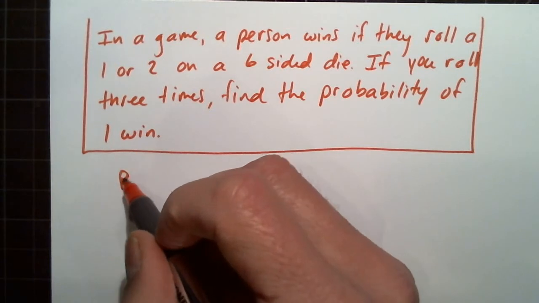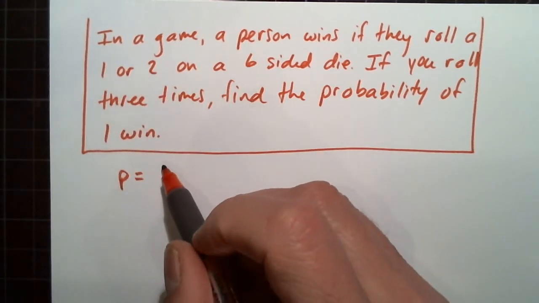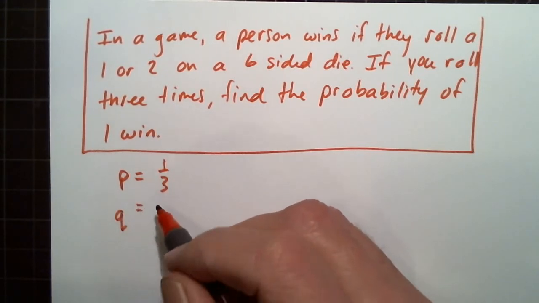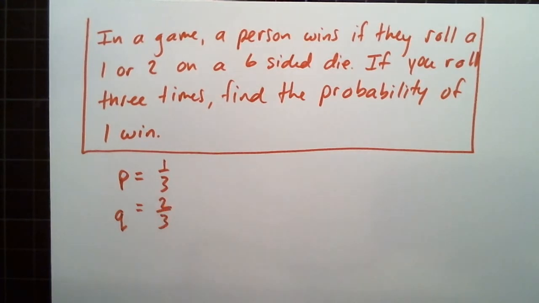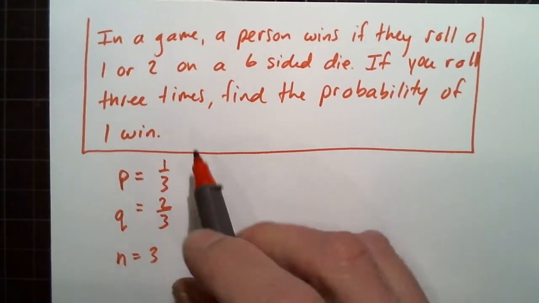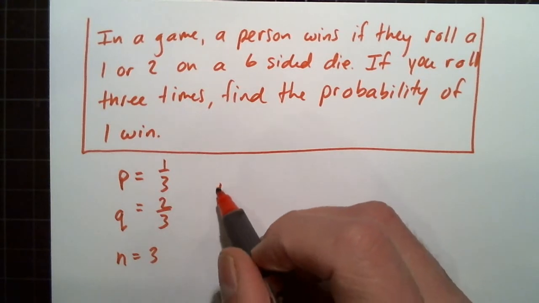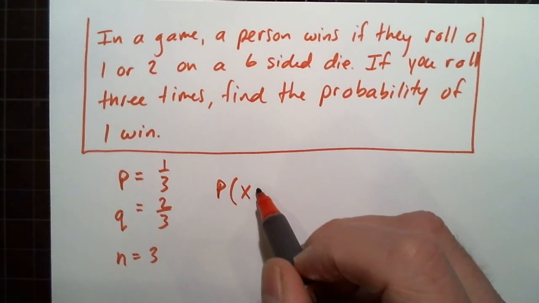So the probability of success is a 1 or a 2 out of 6. So that's 2 out of 6, or 1/3. And the probability of losing is 2 out of 3. And n is 3. We're going to roll the dice 3 times, and we want to find the probability that we have 1 win.